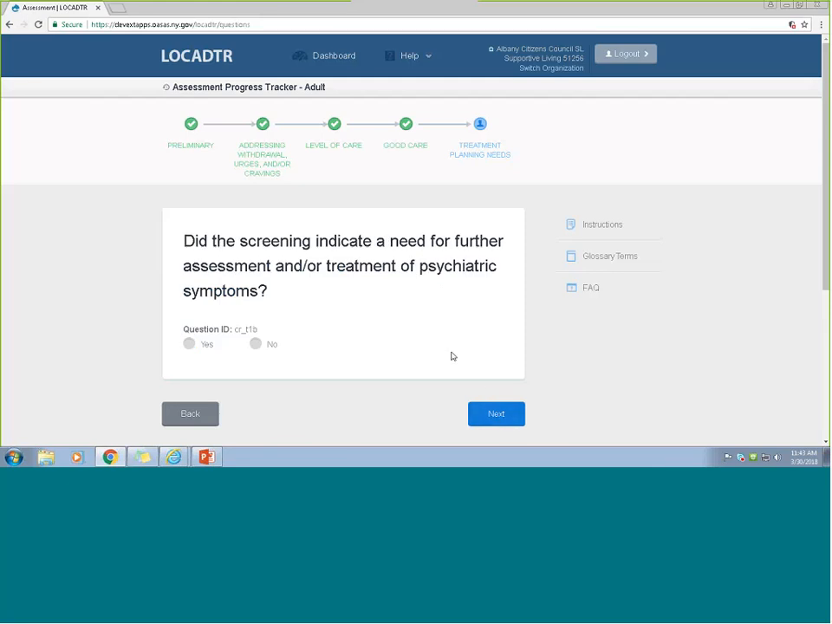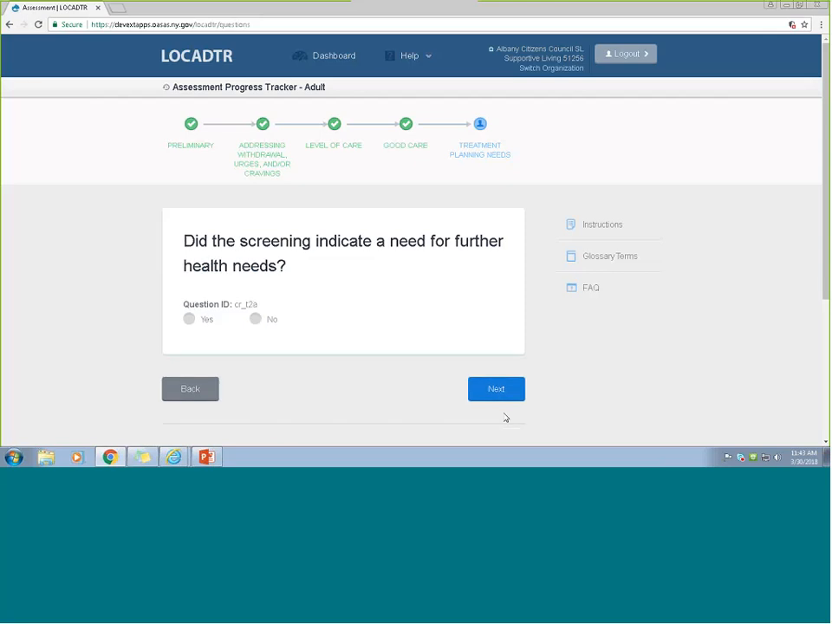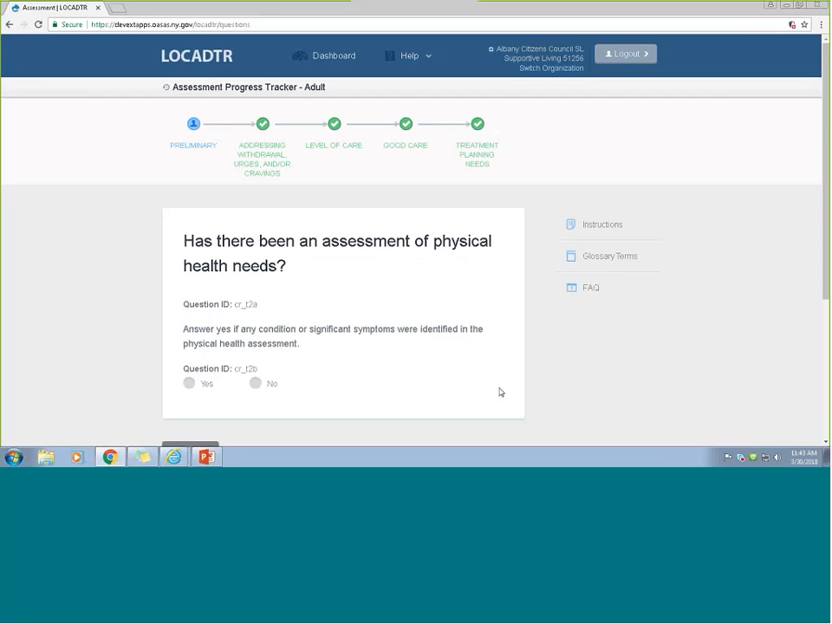We then asked, did the screening indicate a need for further assessment and or treatment of psychiatric symptoms? We would say no to that. We're going to say that this person did not have a positive screen. So we move on to ask, has there been an assessment of physical health needs? We would expect that, yes, at this point in treatment, there would have been a thorough assessment. Does the person have a significant physical condition that requires follow-up with a physician? And we would say no to that.